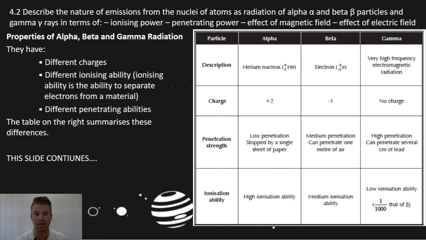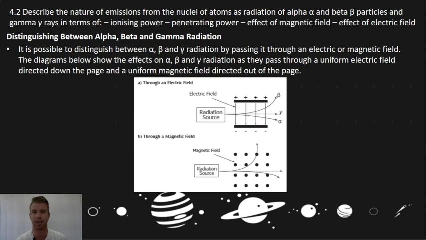Ionization ability is the ability to strip electrons off materials. So it starts from the highest on the left to the lowest on the right. So the highest is an alpha particle, then beta, then gamma. So this slide continues to our next slide, and the next slide looks like this.